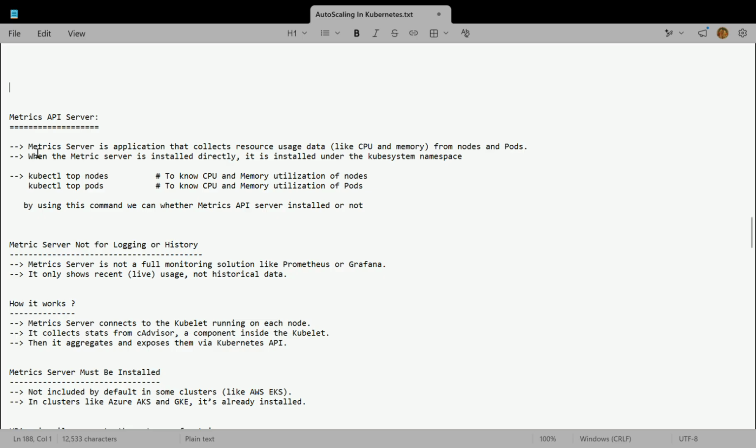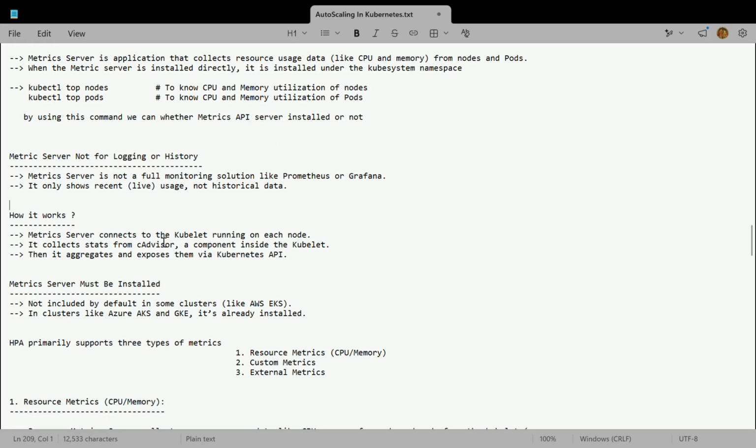The metrics server API is not present by default. We need to install it. If you want to see whether your metrics server is installed or not, we can use these commands: kubectl top nodes and kubectl top pods. The metrics server only shows the recent usage, not historical data. This metrics server connects to the kubelet running on each node. It collects from cAdvisor.